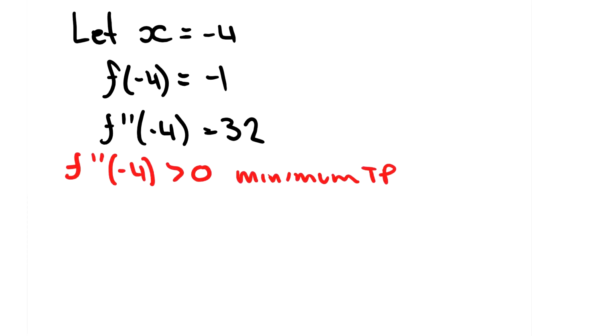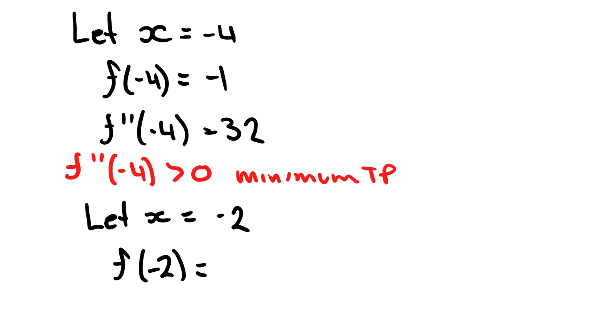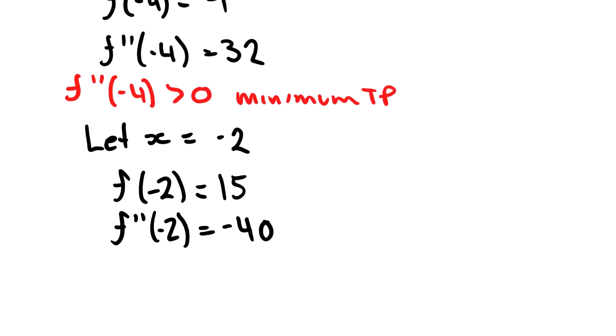Again, we just do the exact same. So let x equal -2. We're going to focus on our -2 now, and ask, what's my y value at this point? Let's substitute the -2 into the original equation. We get 15. We then find our second derivative when x is -2, and that ends up being -40. So if my second derivative here is less than 0, we have a maximum turning point.